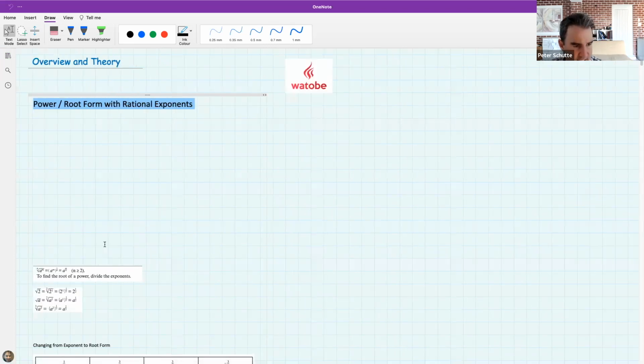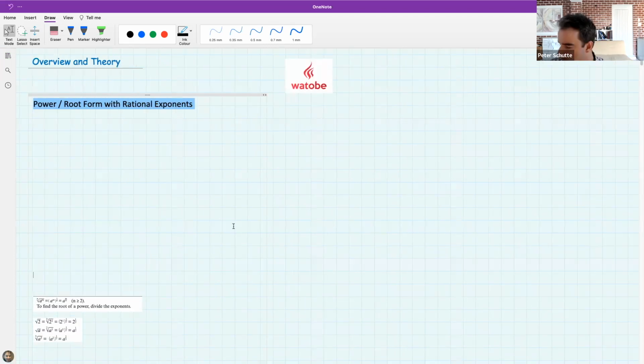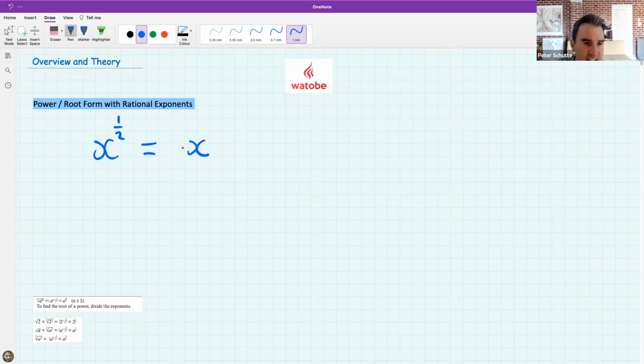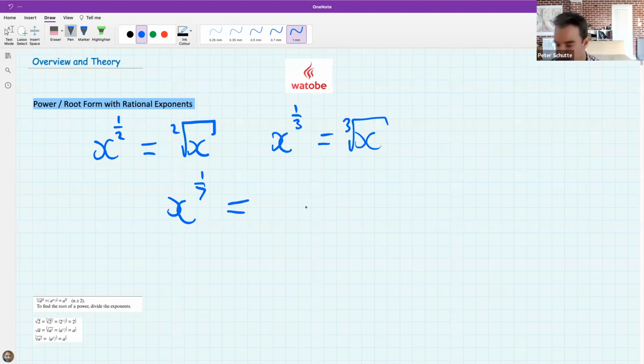Okay, what I want to start with today is just making sure you know how to go between power form and root form. So, for example, if I have x to the power of a half, that can be written as the square root of x. If I have x to the power of a third, I can write that as the cube root of x, and so on. So I just want to quickly see, can you write what x to the power of a seventh is going to be the same as?